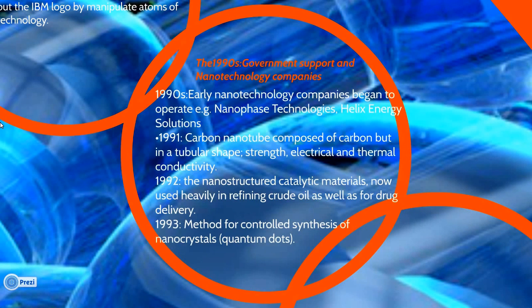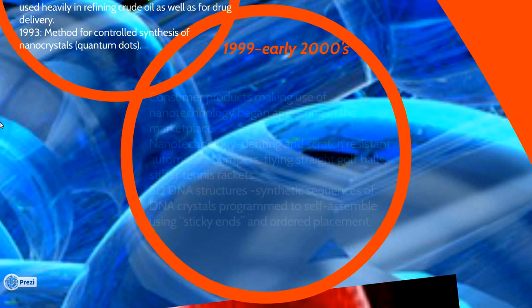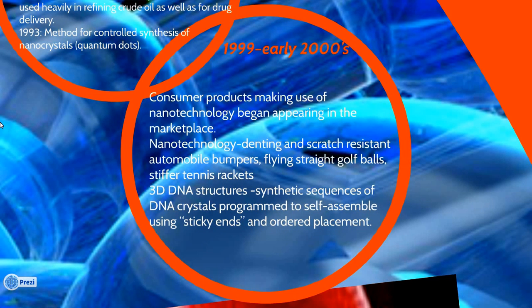In the 1990s, there was a boom in nanotechnology. There was government support and nanotechnology companies also developed. Through 1990 to 1993, nanostructured catalyst material was used for crude oil refining. In 1999 to early 2000, nanotechnology began appearing in the marketplace, such as in straight-flying golf balls and dent and scratch resistant automobile bumpers.